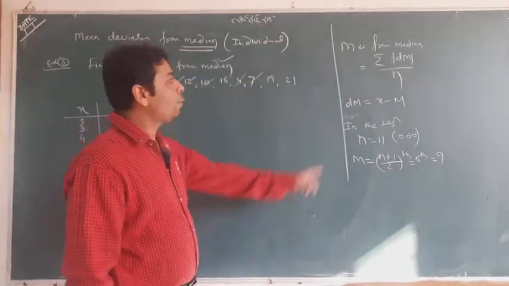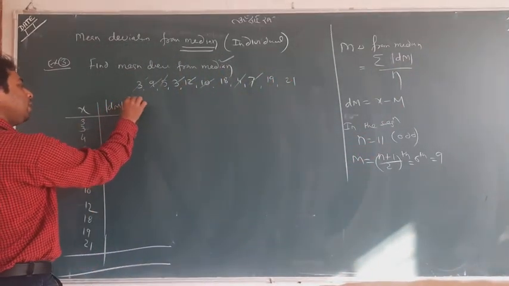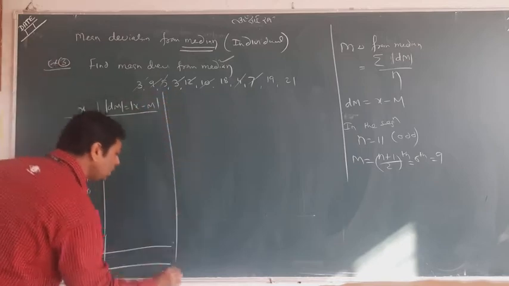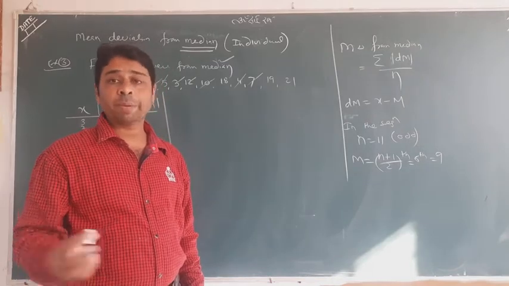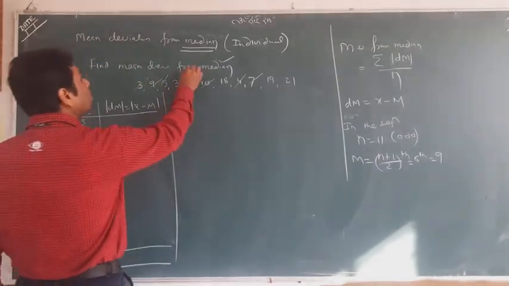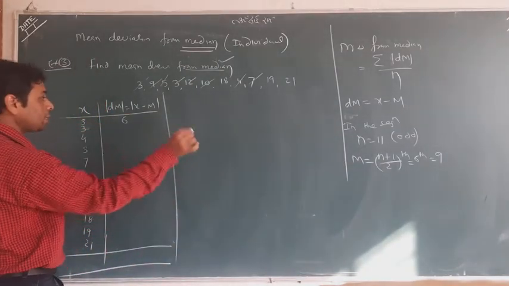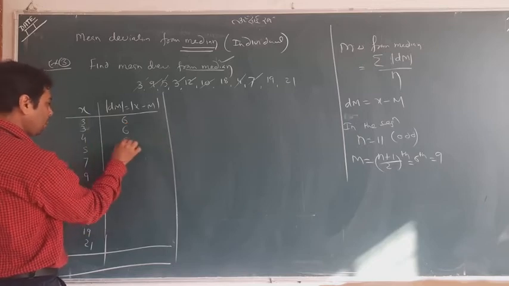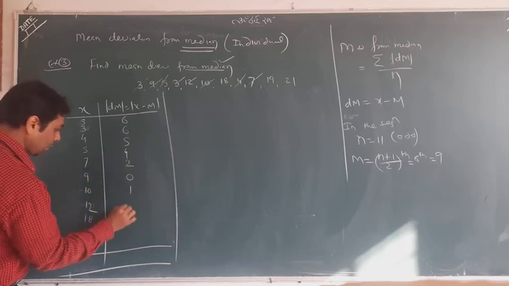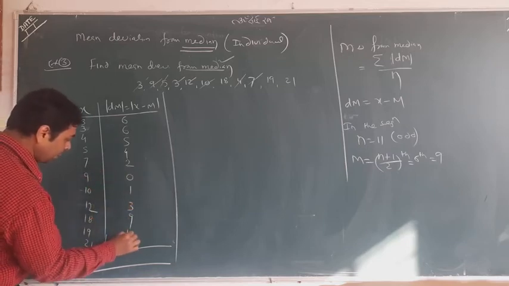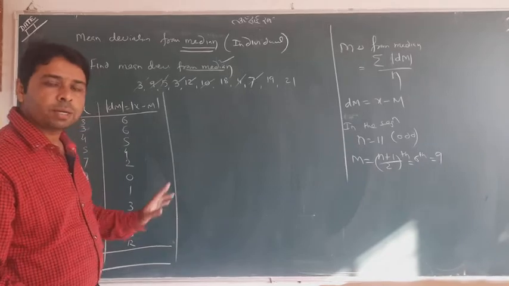9 is the median. Now what will you find out? Mod dm. What is mod dm? Mod dm means x minus m. It's very simple. Last time you found dx, which was x minus x bar. This time x minus m, because it is all from the median. Now 3 minus 9, 6. 4 minus 9, 5. 5 minus 9, 4. 7 minus 9, 2. 9 minus 9, 0. 10 minus 9, 12 minus 9, 18 minus 9, 19 minus 9 and 21 minus 9, 12, and it was all in mod, that's why I took all plus signs.